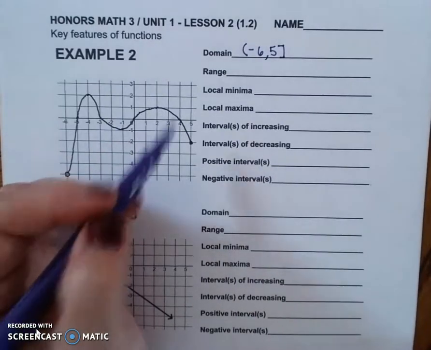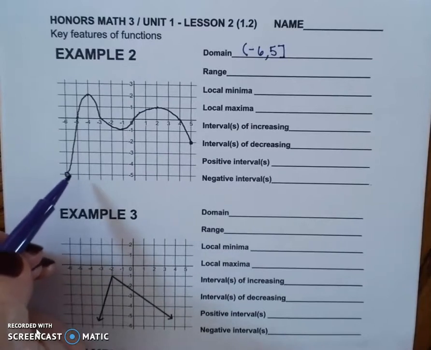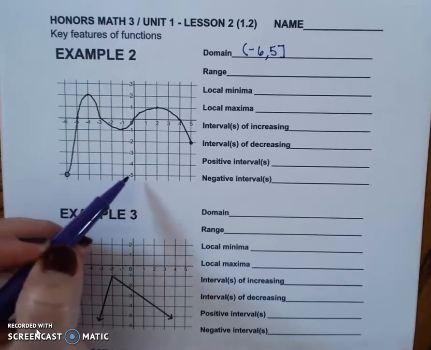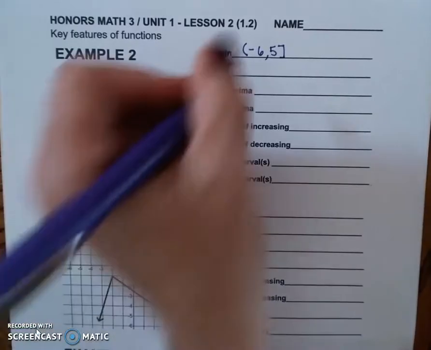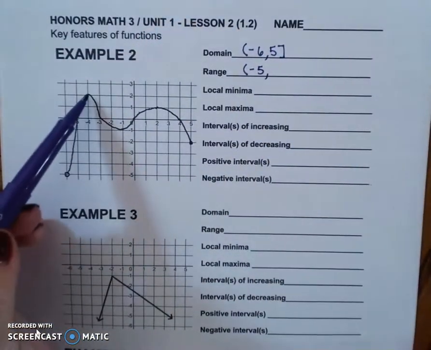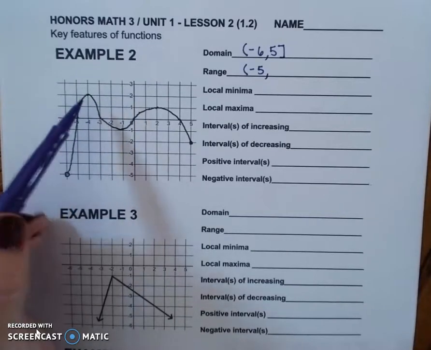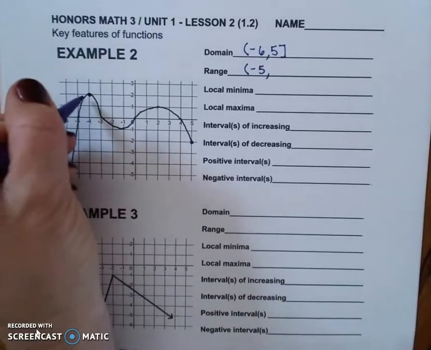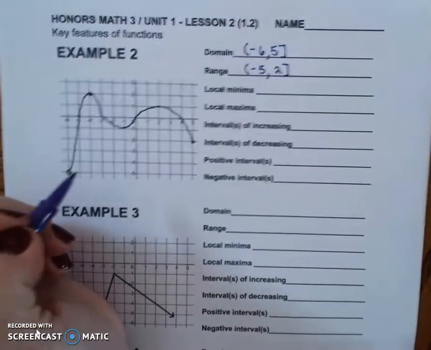So then range, remember, is your y value. So we're going to look at the lowest point that this graph goes, but we want to come over to the y value at that point. So -5, again, that open circle is going to get us a parentheses. And then the highest this graph goes is this coordinate right here, but if we come over to the corresponding y, it's going to be 2. This point is included on our graph, so that's going to get a bracket at 2.